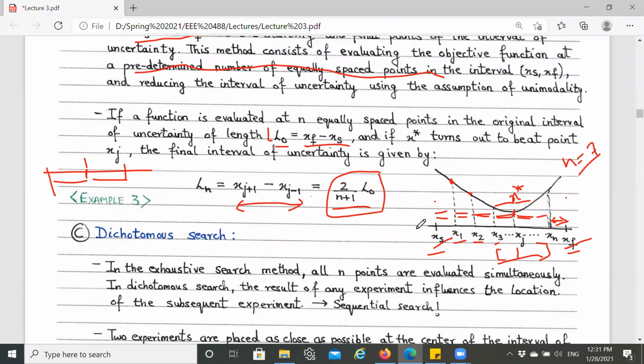L naught is the size of our total interval. We divided L naught into how many intervals? N plus 1 number of intervals. And how many of them do you want to take in your final interval? You want to take 2 of them, one before that point x star and one after, so that you can do the search within it. So you will have 2 divided by n plus 1 times L naught as the size of the final interval, if I tell you that you have to have n evaluation points within this given start and final interval. Is it clear?